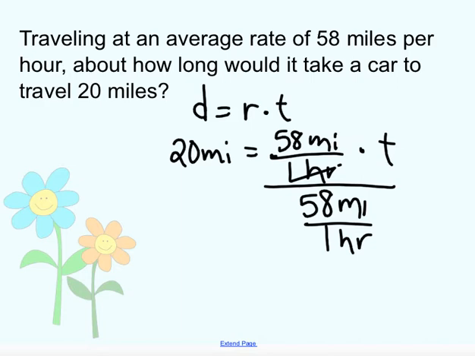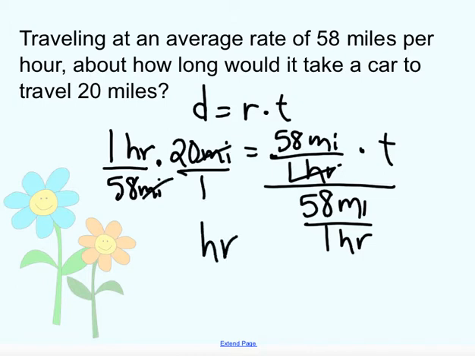But remember, when we're dividing by a fraction, we're actually multiplying by its reciprocal. So 1 hour over 58 miles. And by doing that, we see that our miles go away and we will figure out our time in hours just by taking 20 and dividing by 58. 20 over 58 hours. We know that reduces, and we can also divide it to get the actual decimal as far as how many hours.